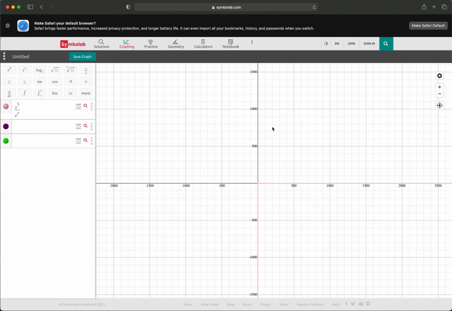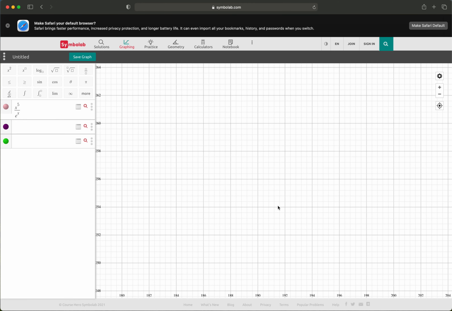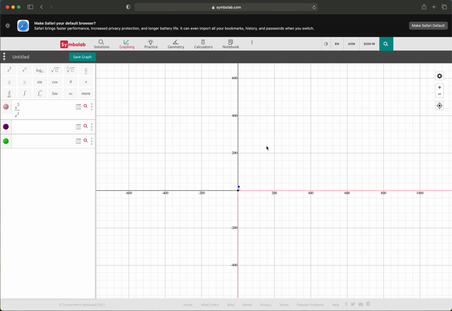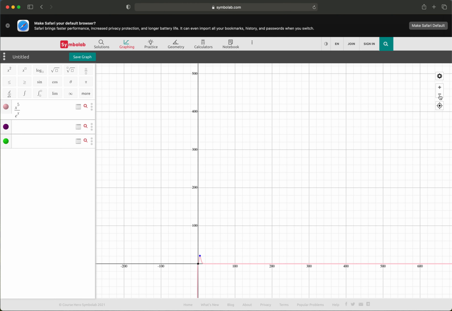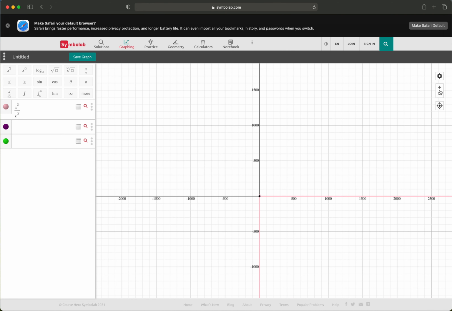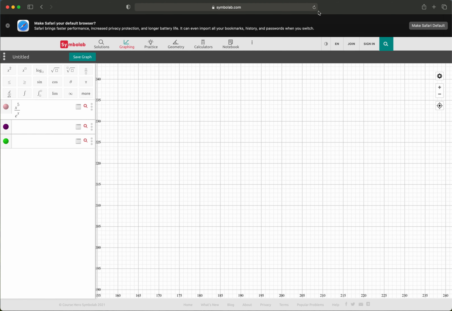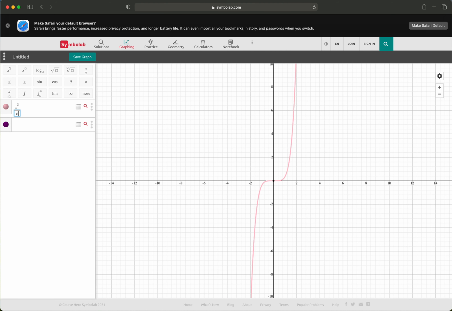Let me go back to where I was before. Let me just refresh this page. It looks like I messed up the scale. All right, so this is just a little bit of extra. X to the fifth, how to compare two functions, e to the x.